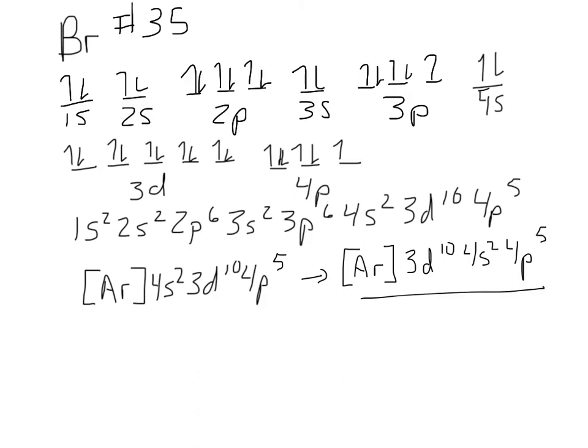Now we can also do, remember, the Lewis dot. Lewis dot for bromine just includes the S and the P. So when we do bromine, we would go Br, and then we would put the dots around it. We had 2 in the S, and we have 1, 2, 3, 4, 5 in the P. So this would be the Lewis dot for bromine.